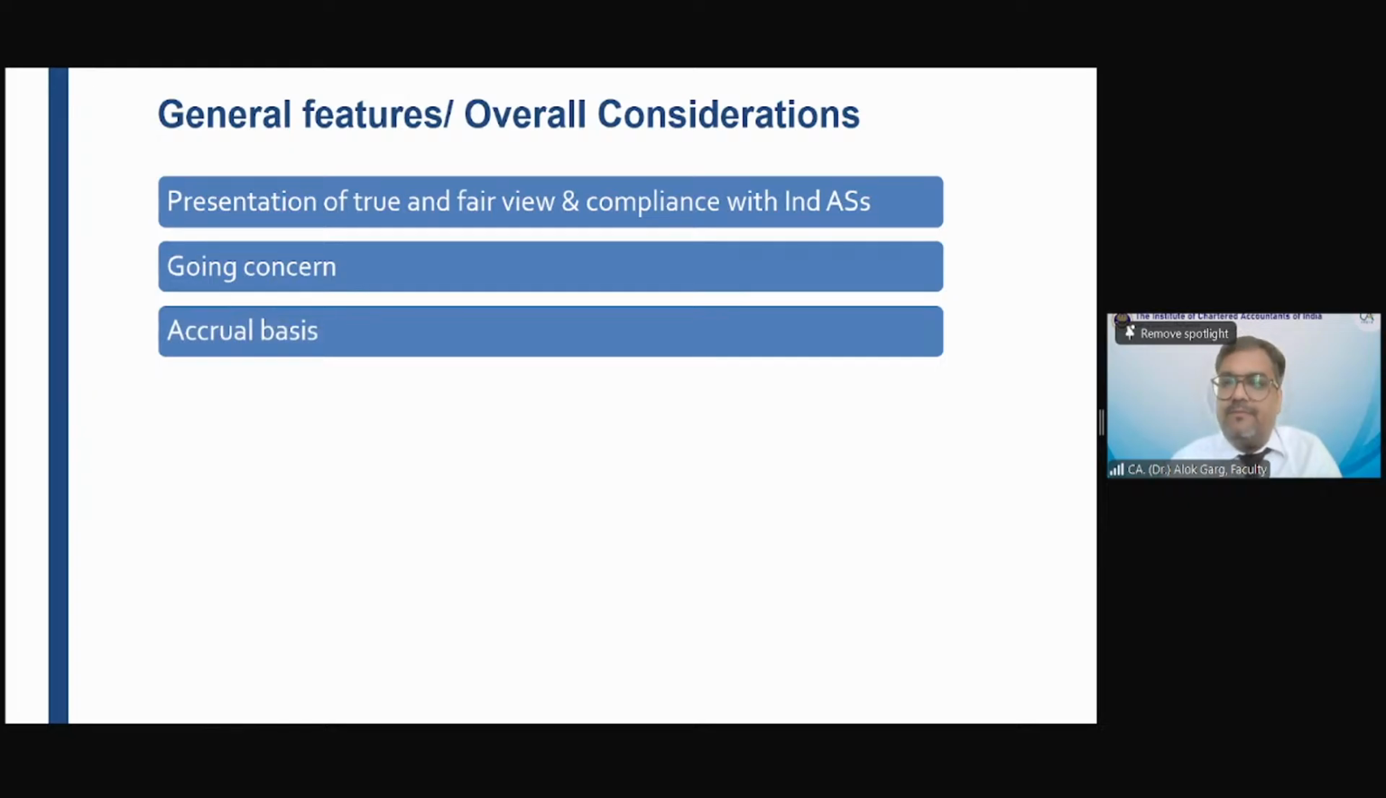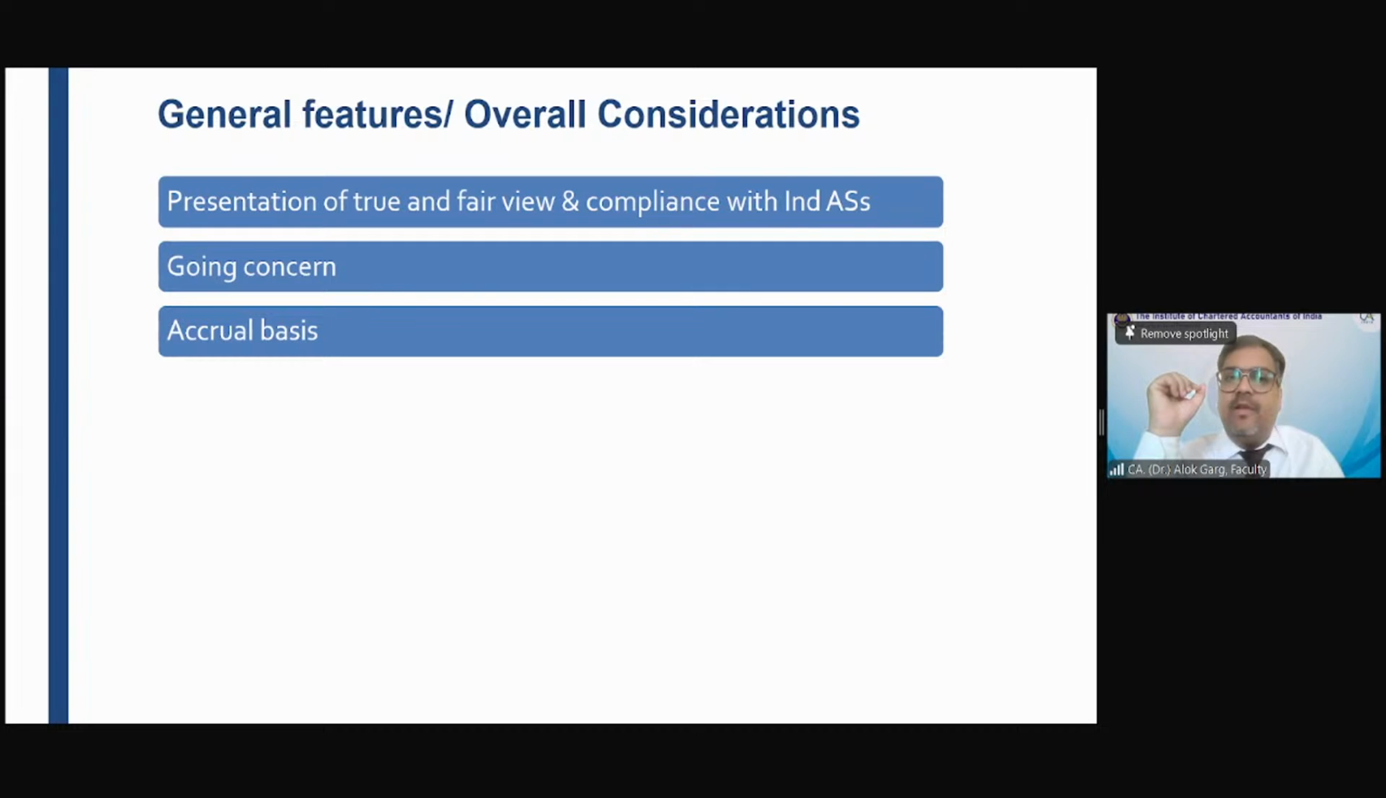Accrual basis. Whether your financial statements have to be prepared on an accrual basis or a non-accrual basis, I mean to say cash basis. As per the Companies Act and Ind AS 1, what does it say? Accrual basis is mandatory.